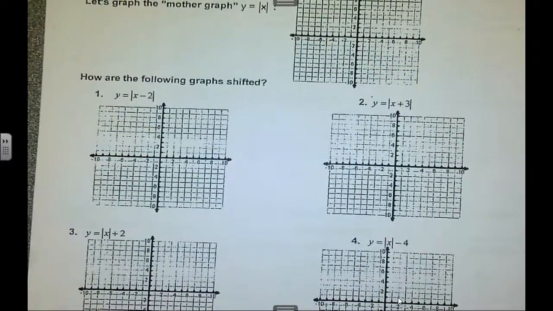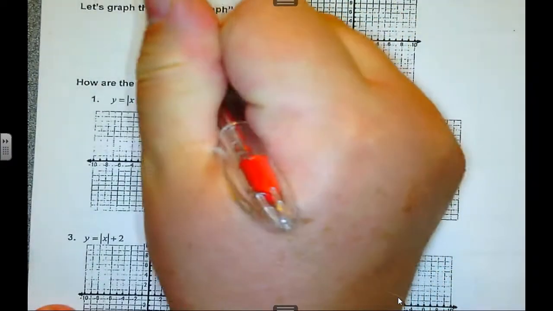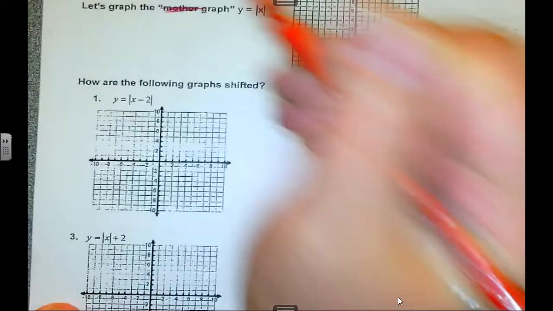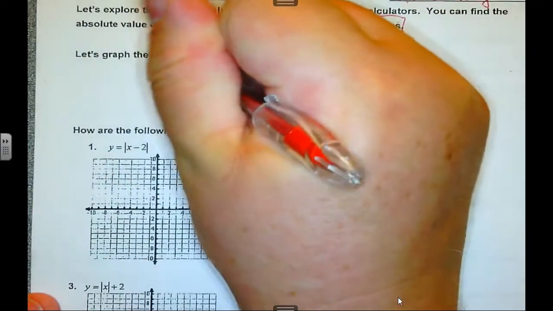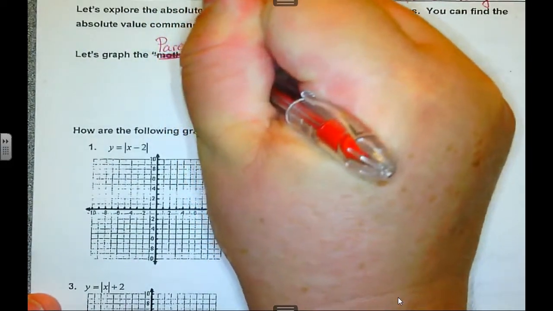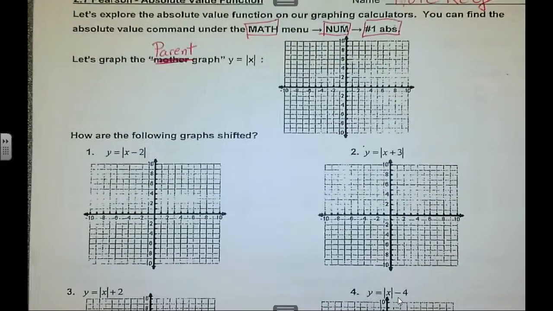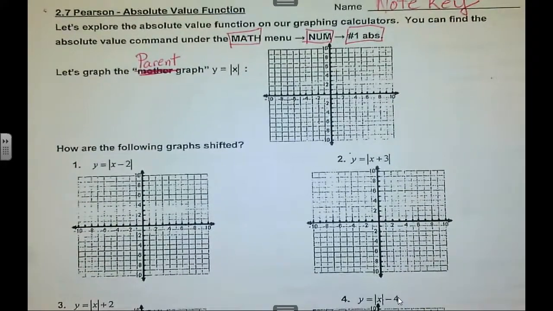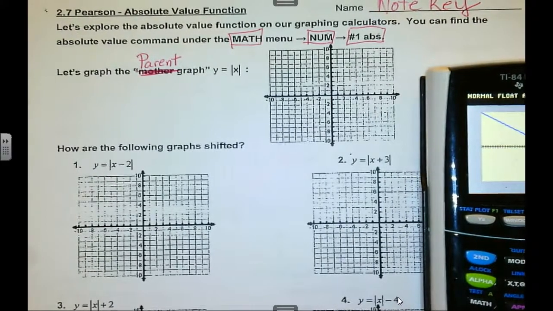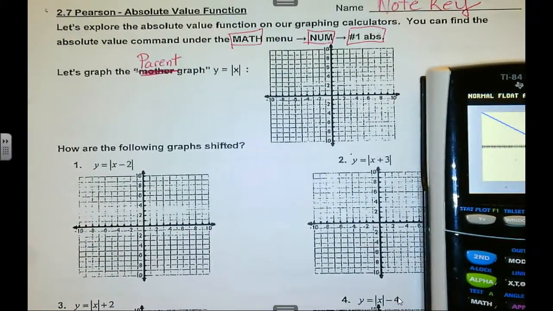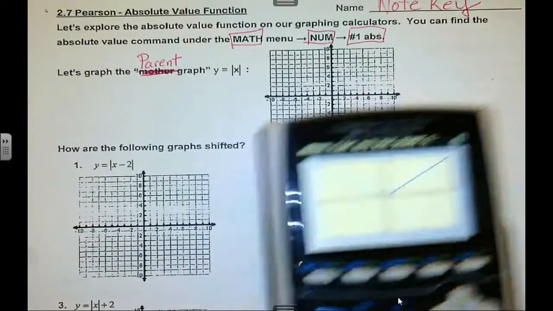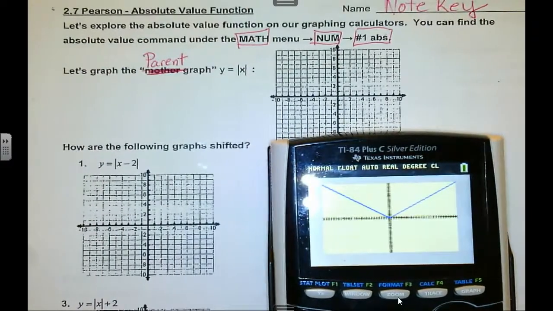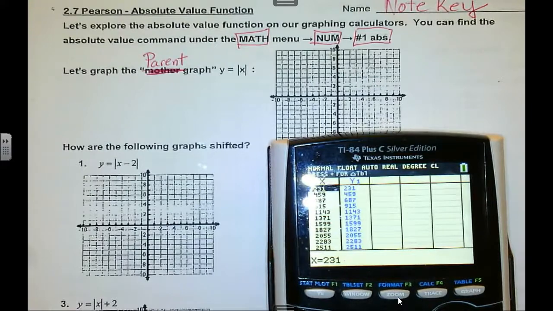Okay, so I want you guys to do accurate graphs. First of all, this is not a mother graph, okay? It's called the parent graph. Now, I want to get some really accurate points here. So I'm going to go back to my calculator, hit the second key, hit graph key, and it brings up a table.